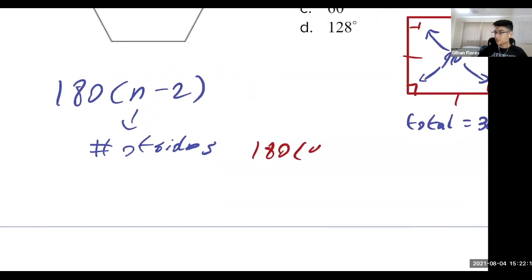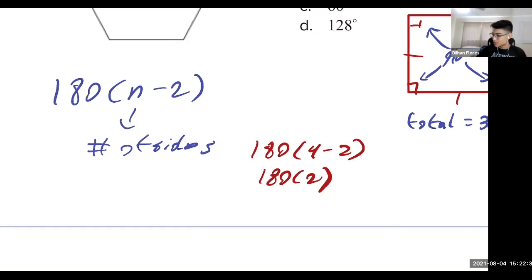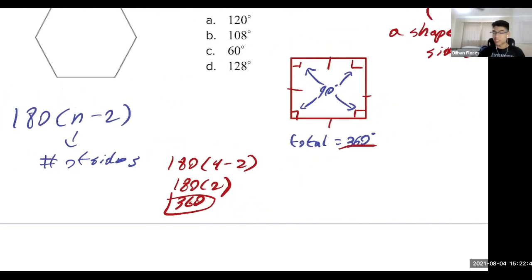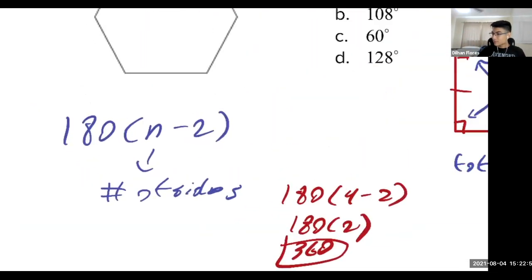180 times (4 minus 2), which is 180 times 2, which is what? What is 180 times 2? In the chat, I want everyone to respond. Look at that. Either you guys are really quick with your calculators or the mental math is on point. So 360. Perfect. We have 360 degrees, and that's the exact same answer we got. The equation I gave you guys works. Good thing.